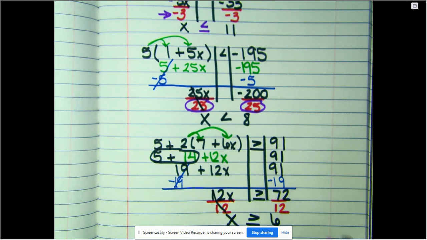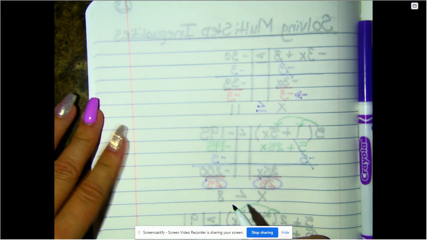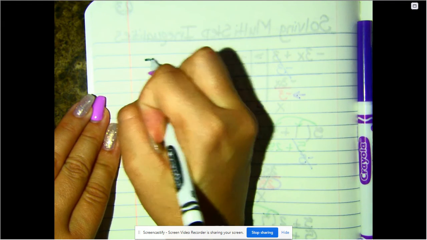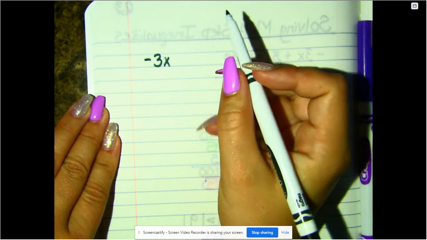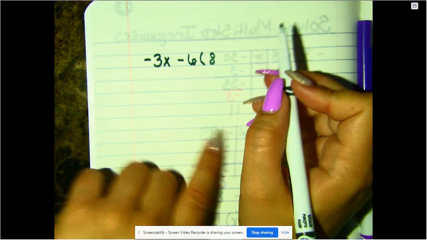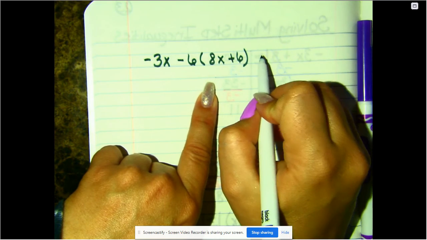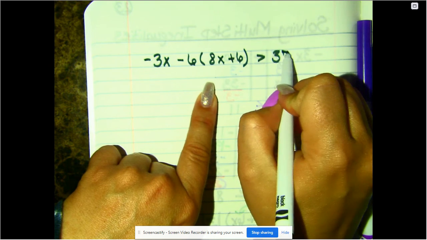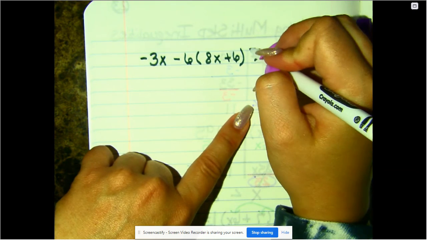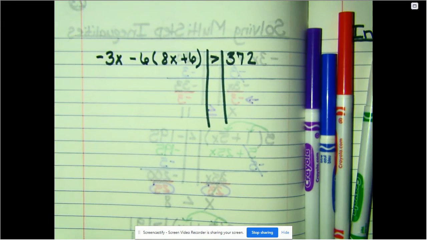Okay, and I have one more to do with you before the video is over. Let me flip my page because I'm running out of room. We're still dealing with multi-step inequalities, so I'm going to do negative 3x minus 6 times 8x plus 6 is greater than 372. Again, a lot of large numbers, but it's going to be okay. We're just going to solve it one step at a time, putting that barrier around my inequality sign.